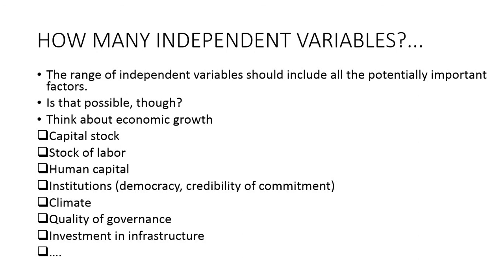So it can include democracy, like how democratic the government is, credibility of commitment, like how good the legal system is, whether it's possible to control enforcement of contracts, and so on. Climate, how good the country is for agricultural production, quality of governance, investment in infrastructure, technologies, and so on and so forth. So those are just the most common determinants of economic growth, but you can think about maybe not hundreds, but for sure dozens of potential factors.